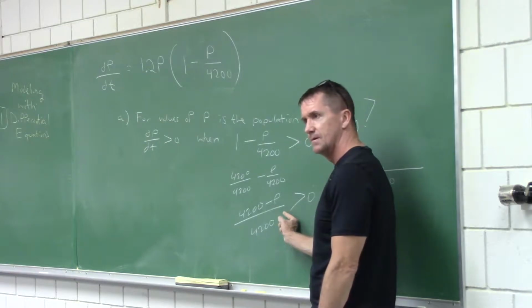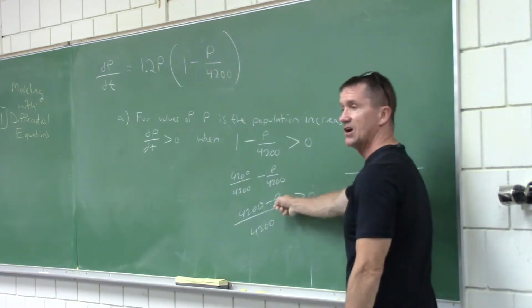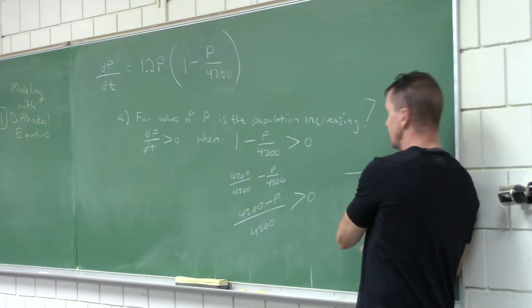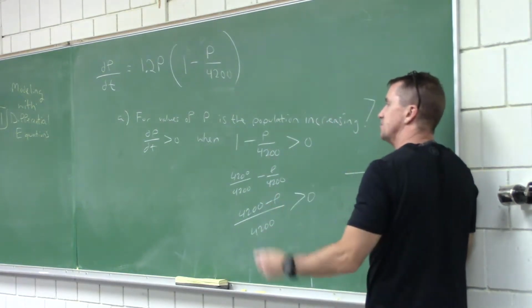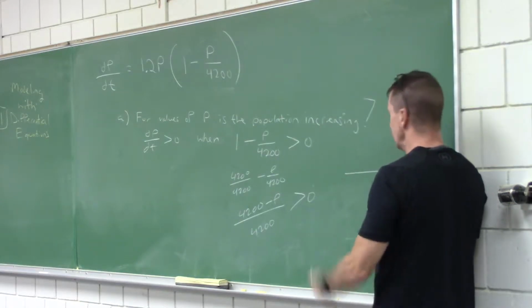Isn't there a property that when you divide by a negative, you flip the... That's right. But p is an unknown right now, but you're right. But right now, you know what we do to figure this out? We find the critical point. The only critical point for this is 4,200, so we've got to pick a test point. Could just be anything under 4,200? You got it. So let's pick a test point.